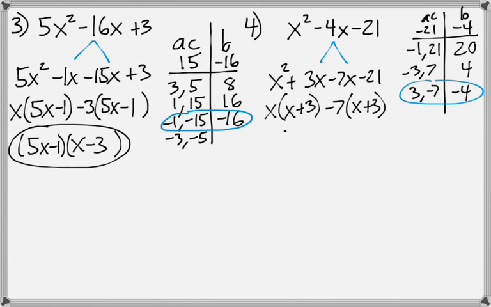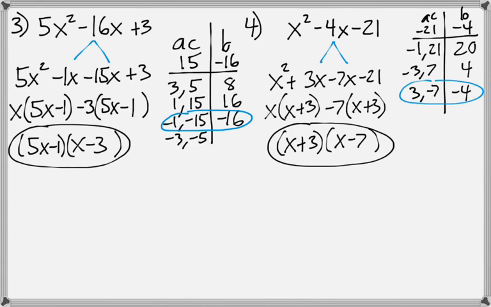So then the x plus 3 becomes your first factor, and the stuff that's left over, or the x and the minus 7, combine to become your second factor. And that'll be our answer.